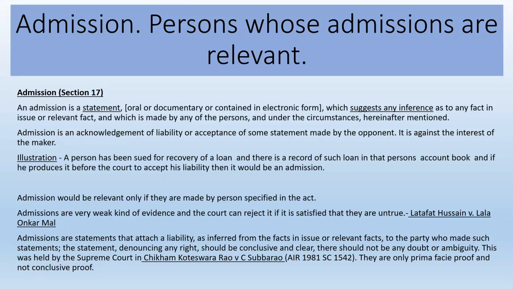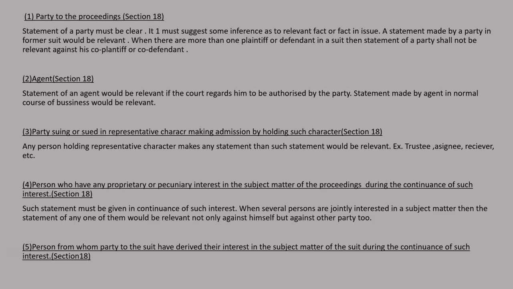Let's move on to person whose admission are relevant. So the person who can make an admission is given under section 18, 19 and 20. So the persons who can make admission are as follows. Party of the proceeding. So the person who is a party in a proceeding, in a suit, can make any admission. So the statement of a party must be clear. It must suggest some inference as to relevant fact or fact in issue. So there must be some inference as to fact in issue or relevant fact, and it must be clear. That was held in the previous case law also.